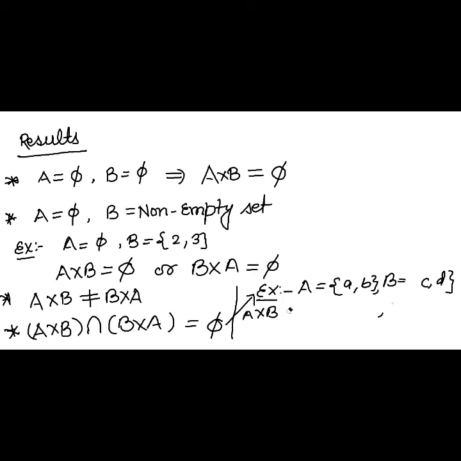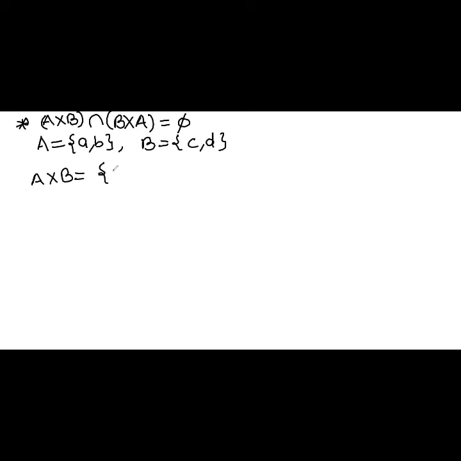So here, yes, we were discussing the last one, that was (A cross B) intersection (B cross A) equals to empty set. So I have taken here set A equals to {a, b} and set B equals to {c, d}. Then I'm going to find here A cross B. So AC, then AD, this is BC and BD.